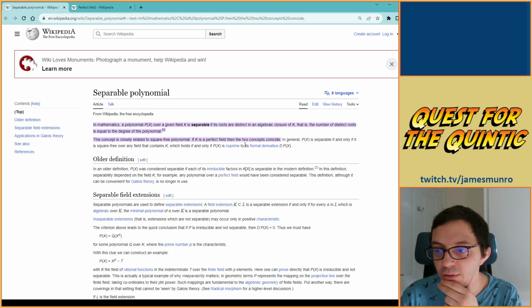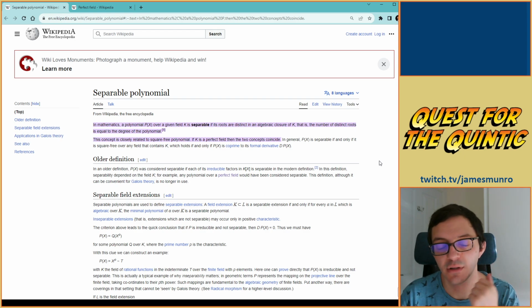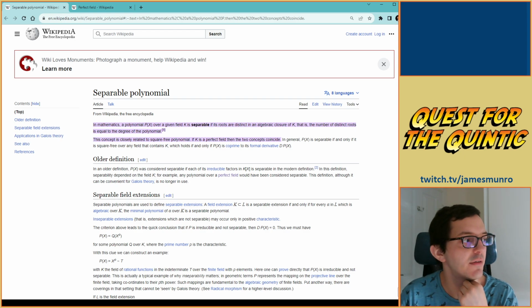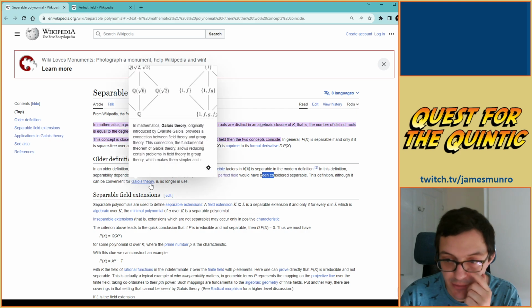Perfect field. Two concepts coincide. Right, okay. So we might not be able to do some more general kind of Galois theory, but for our route of least resistance to the quintic over the rationals, we can maybe get away with having this kind of perfect field thing. Dependent on the field, any polynomial over a perfect field can be considered separable. Oh. Yeah, okay, that's very confusing. Convenient for Galois theory is no longer in use.